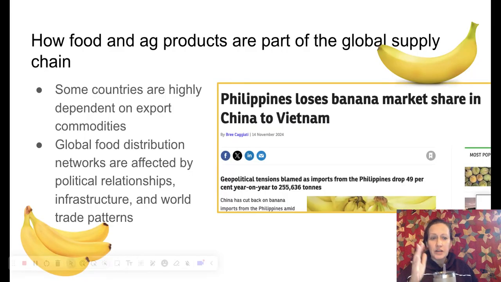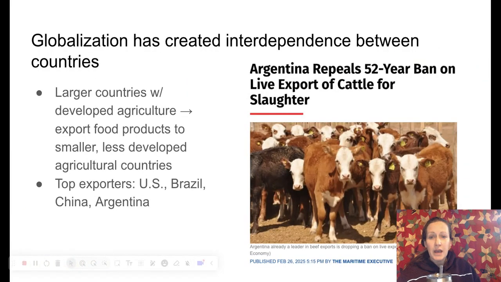And this is an example of what's going on in the world, with the Philippines being a huge supporter of bananas to China, but now Vietnam's taken over that role. And how is that going to change local economies? Right? So globalization has created interdependence between countries. There's some drawbacks to that. There's also some positives to that.